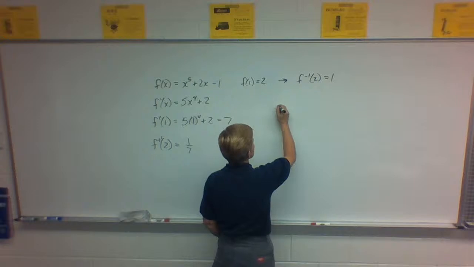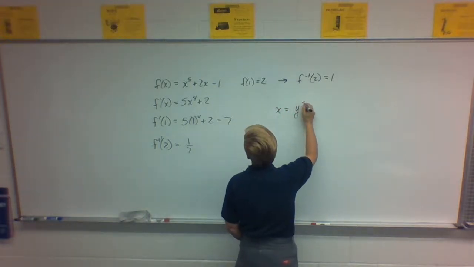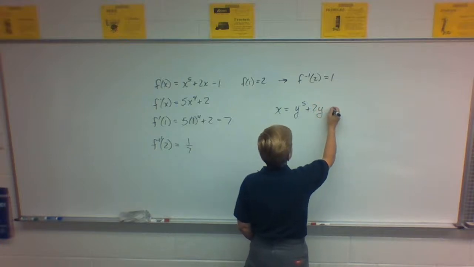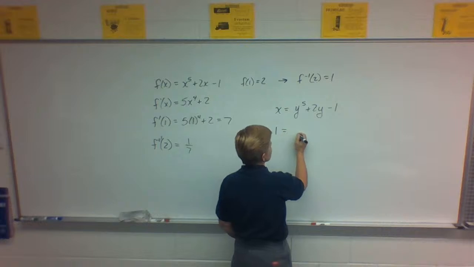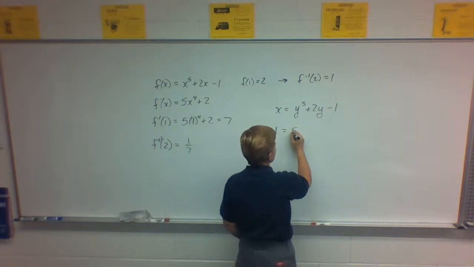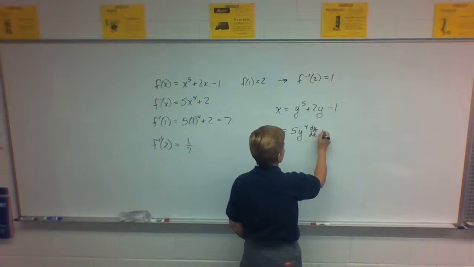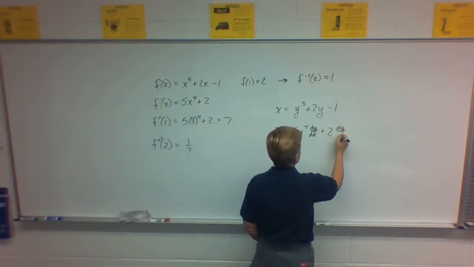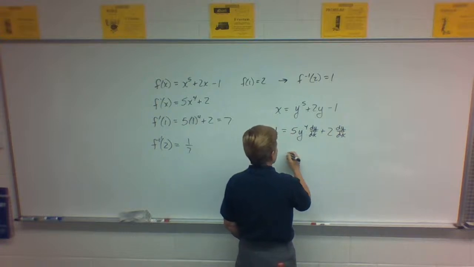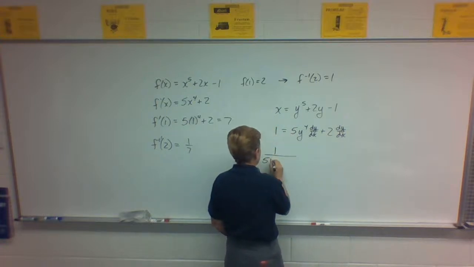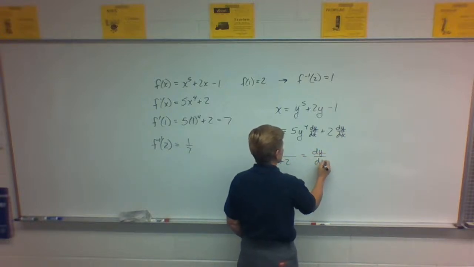So f inverse is going to be x equals y to the 5th plus 2y minus 1. And so the derivative of this would be 1 equals 5y to the 4th dy/dx plus 2 dy/dx. And then you isolate that, so you end up with 1 over 5y to the 4th plus 2 equals dy/dx.